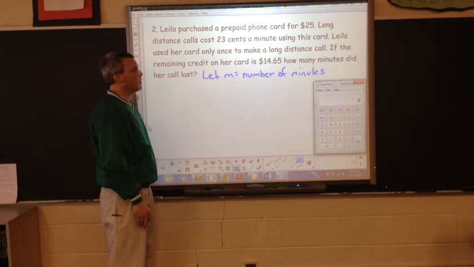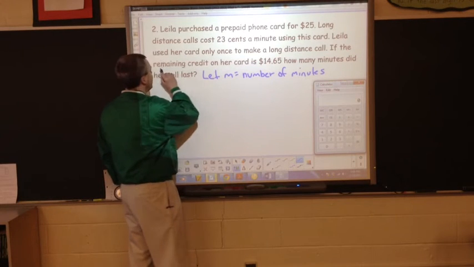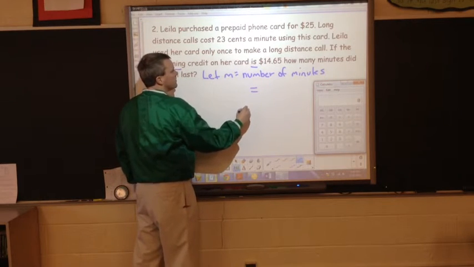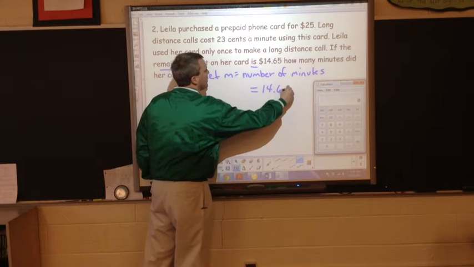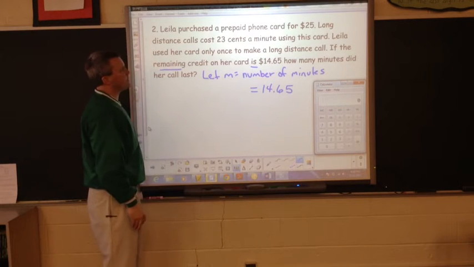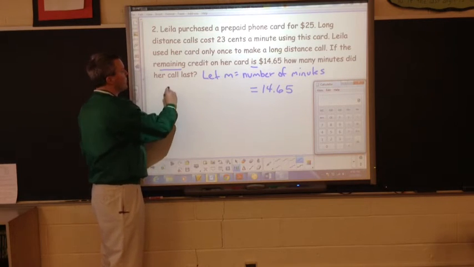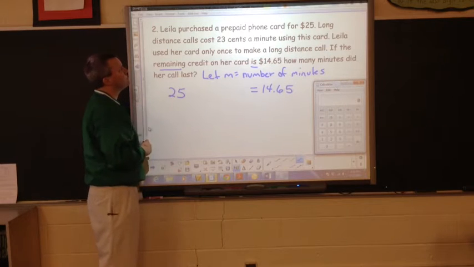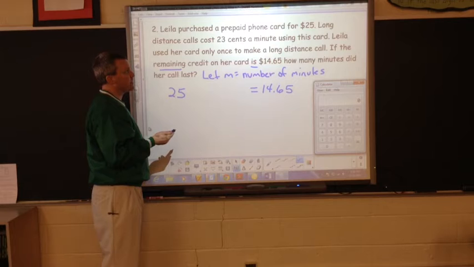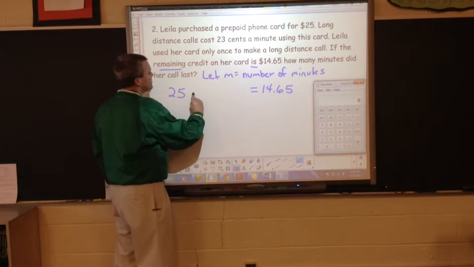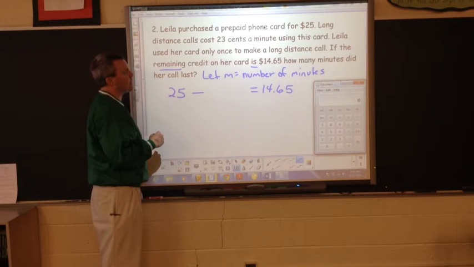After you've defined the variable, the next thing is to locate key words or phrases in the problem. Remaining can be translated to be equals. When we are finished, there will be $14.65 on the phone card. Our first sentence gives us a starting point of 25. As she talks using the card, the value you see is going to decrease, which tells me that I'm going to subtract as I create my equation.